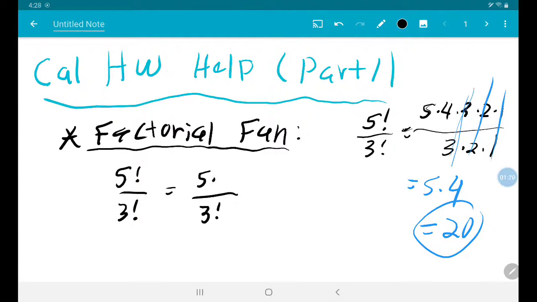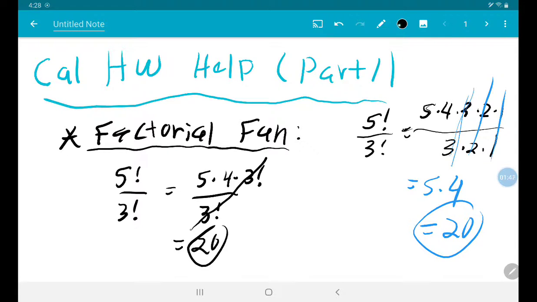So I'm going to start on top. 5 factorial means 5, and then 4, and then I know it means 3, 2, 1. Really, 3, 2, 1 is just 3 factorial. So basically, 5 factorial means I have 5 times 4 times 3 factorial, or 3 on down. Those cancel, and I'm left with 20.